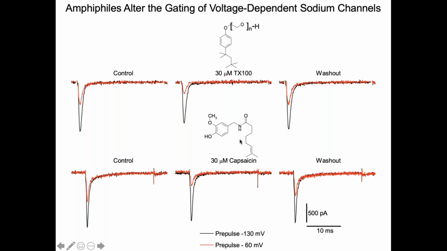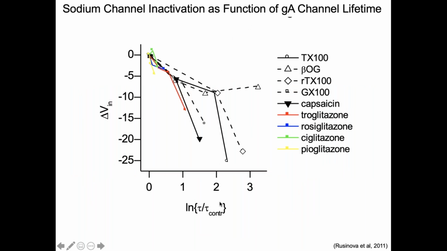So curvature cannot be important. And second, the effect of both of these amphiphiles depends on the channel's functional state. That is, both amphiphiles really alter the equilibrium distribution among different channel states.